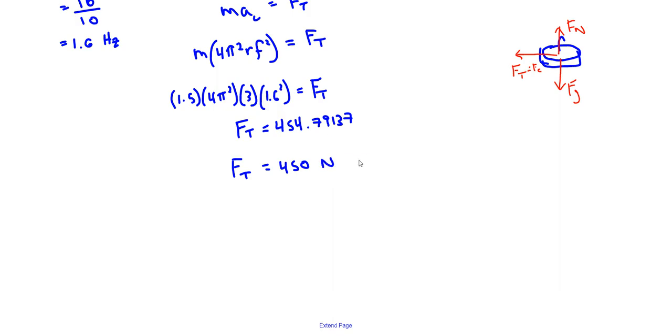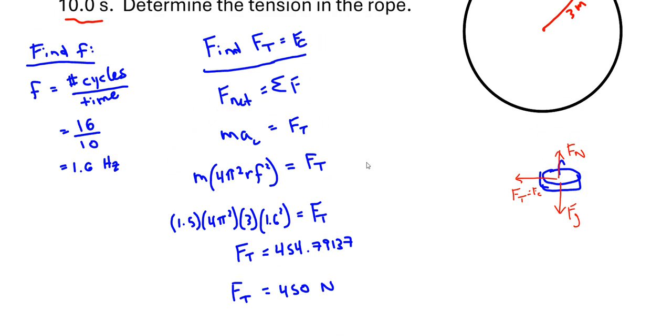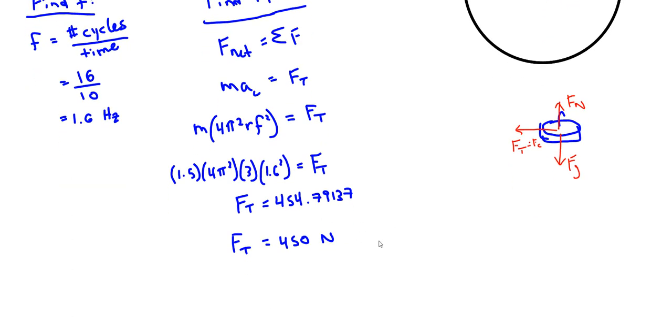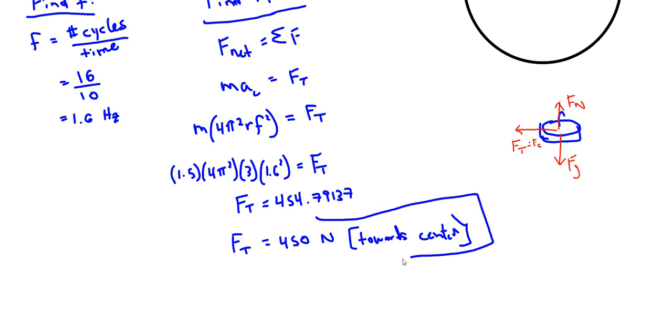Now this is a tension force. The question doesn't say give me the magnitude of the tension force. It says give me the tension force, which means it does need a direction. But the direction is constantly changing. So here's what we can put in for our direction. We'll say it's towards the center. There we go. I'll put a box around it. So that's our final answer.